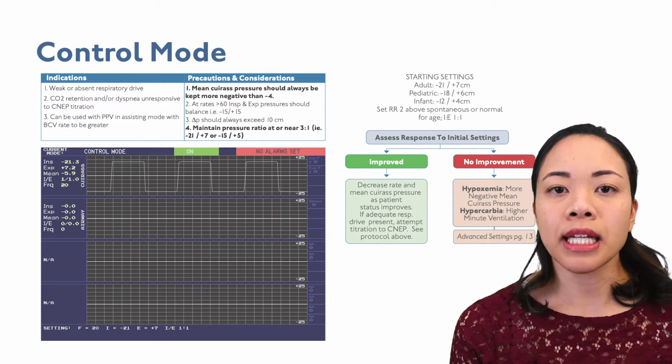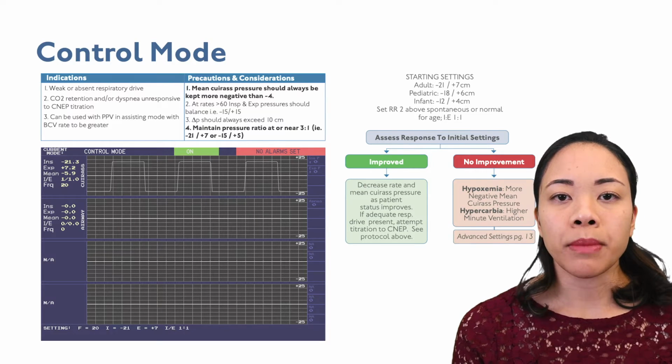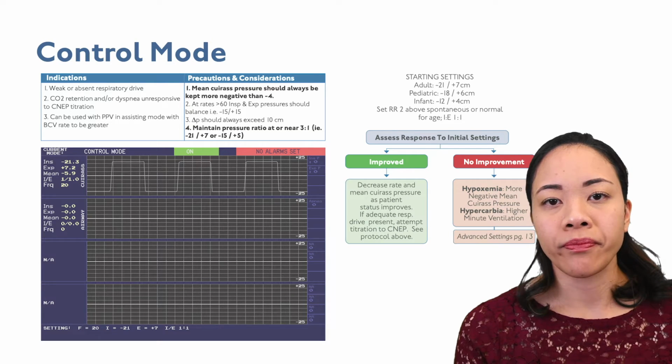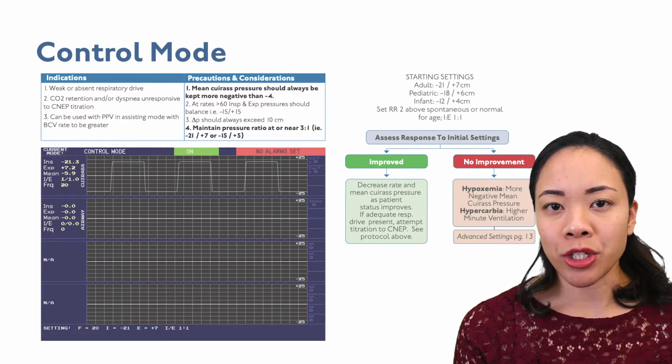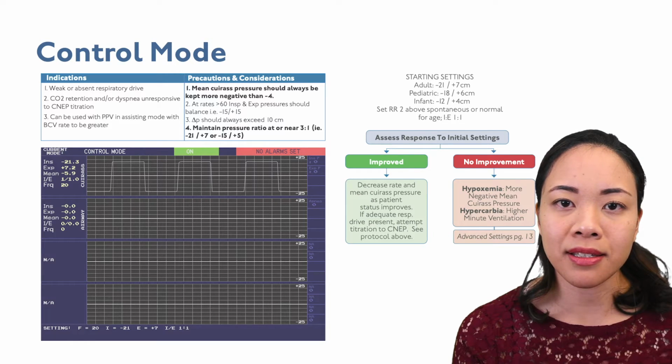Now, let's take a look at the precautions and considerations. Number 1 reads, mean Cuirass pressure should always be kept more negative than -4. Remember we noted that mean Cuirass pressure value was relevant to the end expiratory volume in the lungs?